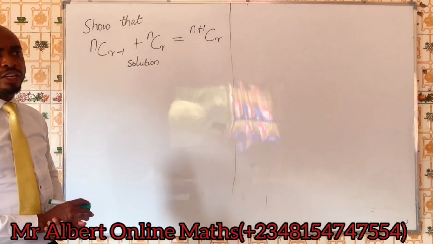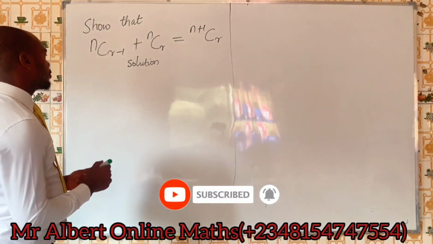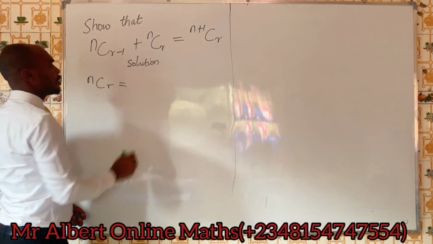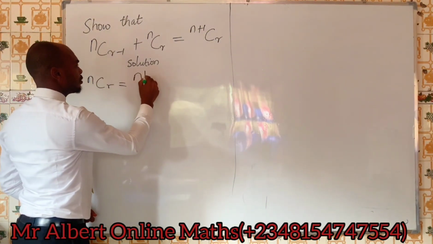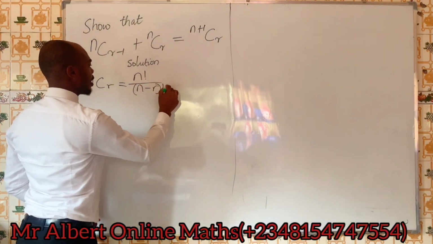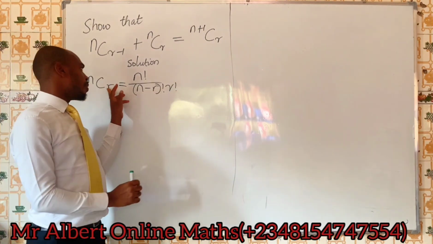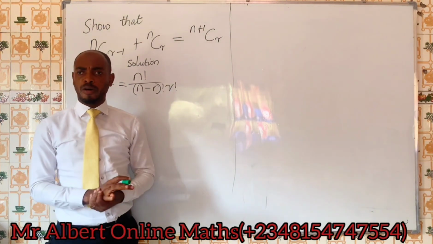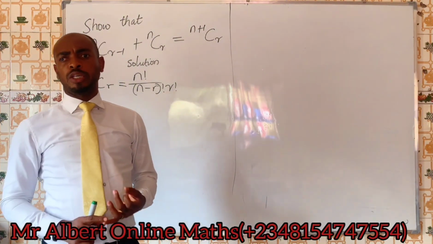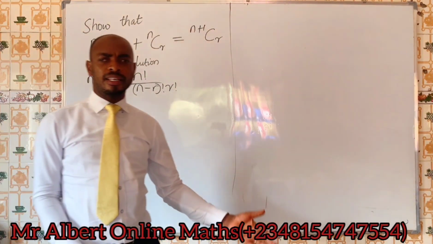Now let us go by the definition, in terms of formula, of combination. If I am given n combination r, the formula is n factorial all over n minus r factorial, then r factorial. Remember, this is different from permutation. In permutation, you do not bring back this r factorial, but in combination, you bring this r factorial. Permutation means arrangement, while combination means selection. You want to know how to select things.